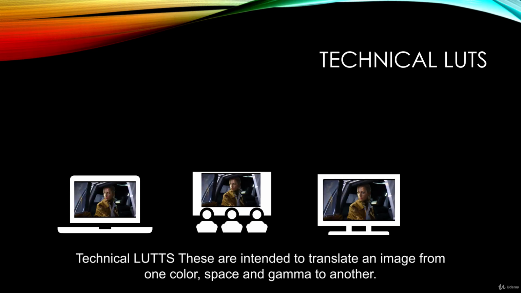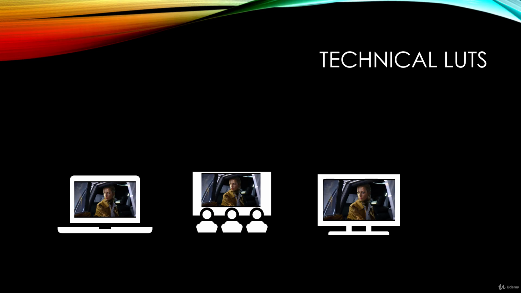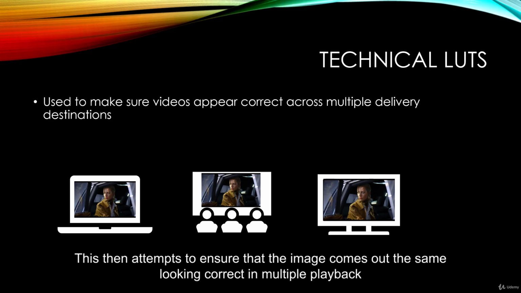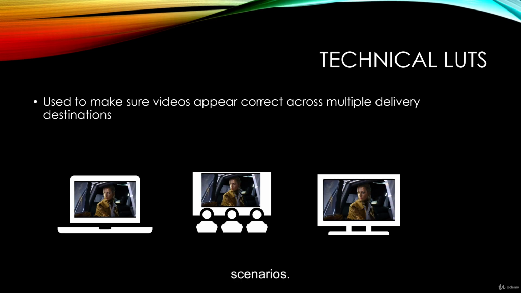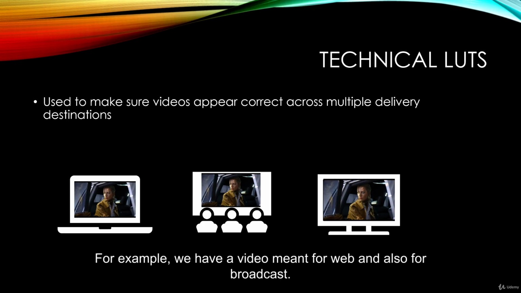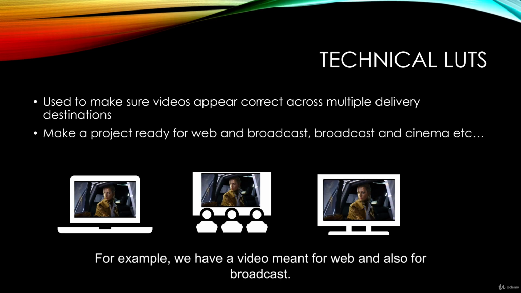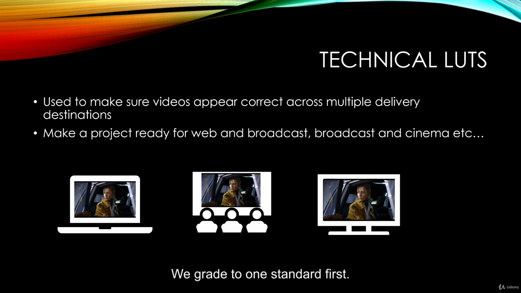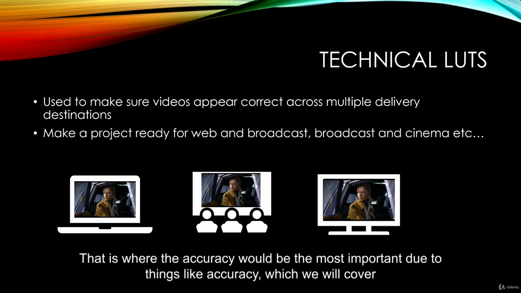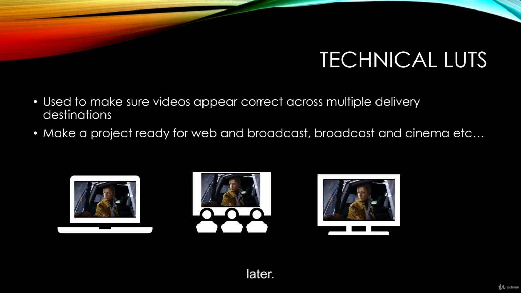Technical LUTs. These are intended to translate an image from one color space and gamma to another. This then attempts to ensure that the image comes out the same, looking correct, in multiple playback scenarios. For example, we have a video meant for web and also for broadcast. We don't make two separate grades. We grade to one standard first, in this case it would be broadcast, as that is where the color accuracy would be the most important due to things like AQC, which we will cover later.